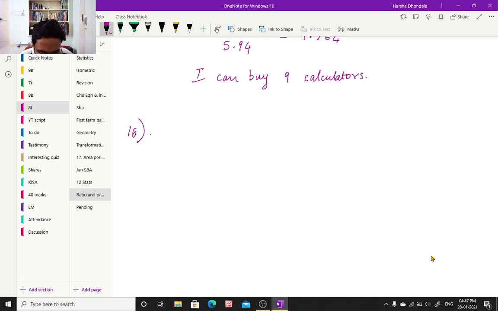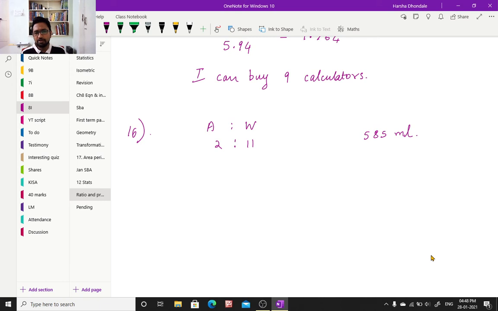In a chemistry lab, acid and water are mixed in the ratio 2:11. How much acid and how much water are needed to make 585 ml? If you need to make 585 ml of the mixture, how many ml of acid is required and how many ml of water is required? That's the question.